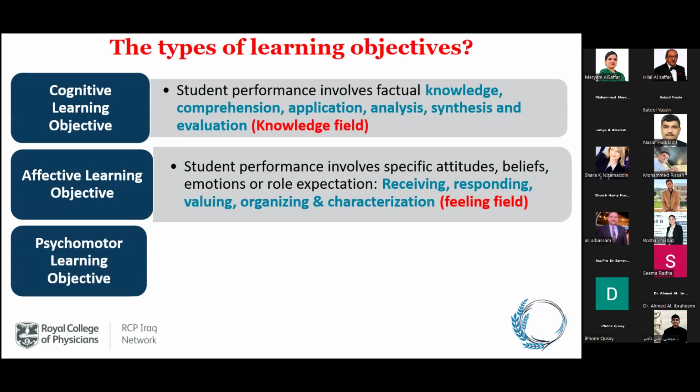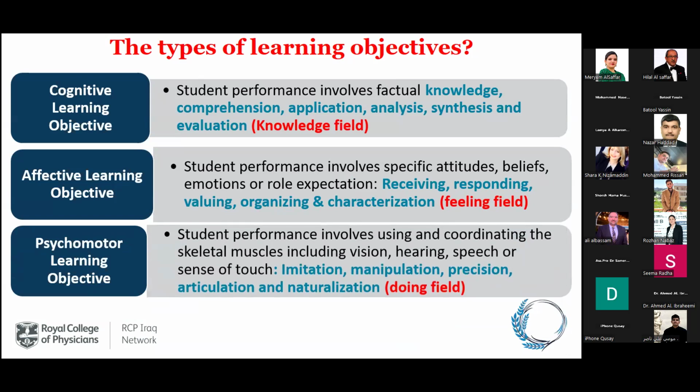And then the final one, which is the psychomotor learning objective, which will indicate the doing field, and it will involve using the coordination of skeletal muscles, vision, hearing, speech, sense, to imitation, manipulation, precision. This is the final doing or performance.